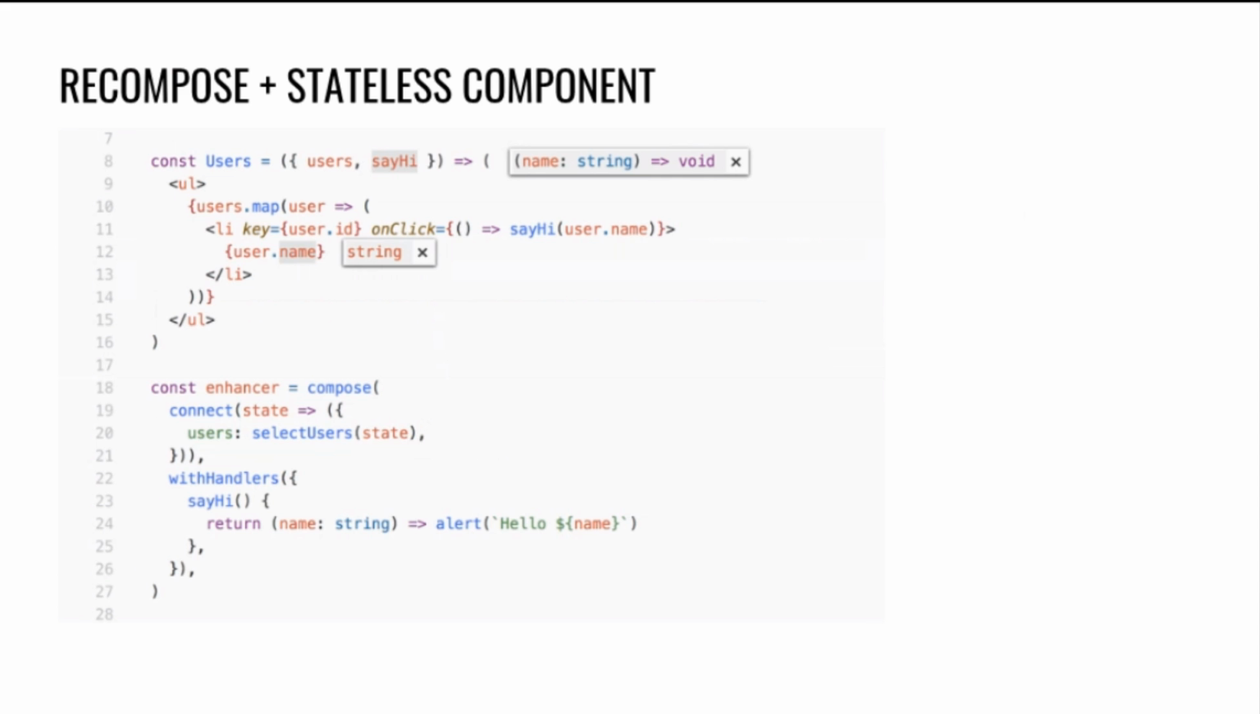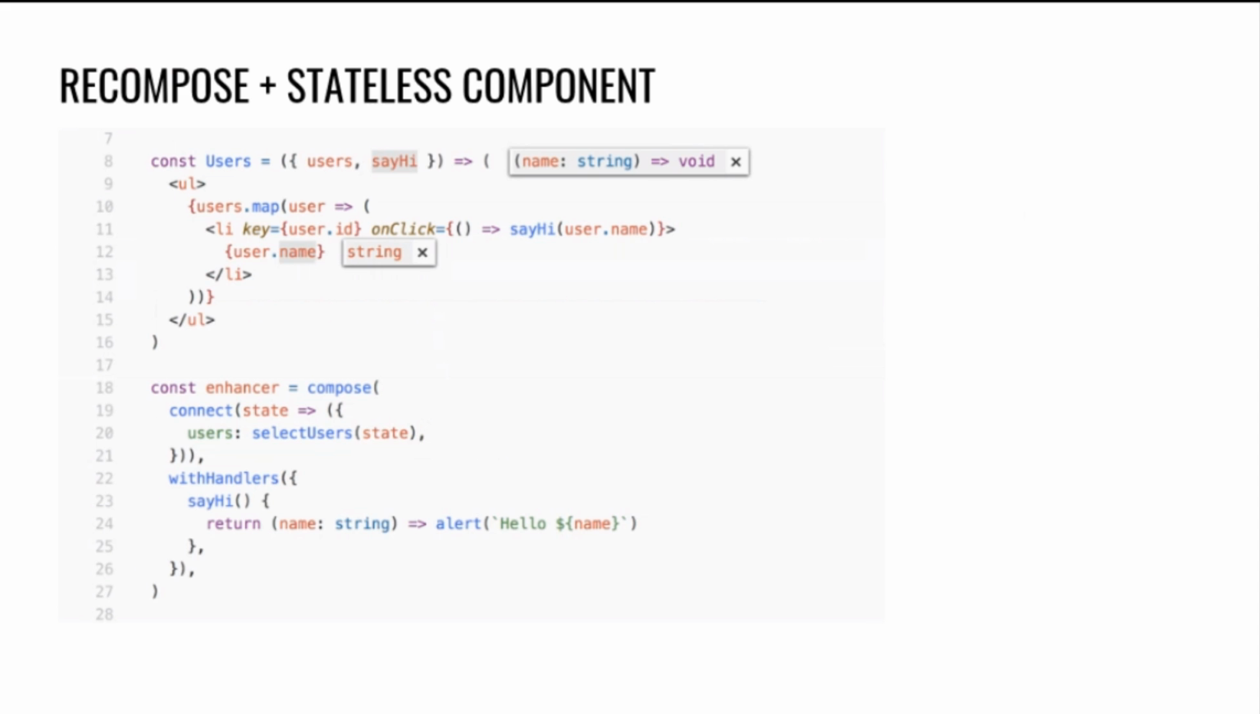This type is coming, as I mentioned, from Redux, which you already typed in your reducer. There's no need to retype this here. You're just taking users and passing it down, so there's no need to redo it. And say hi is coming from recompose, what you define. So there's no need to actually do it again either.